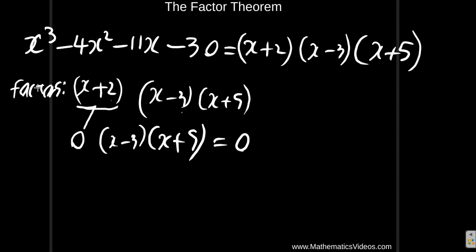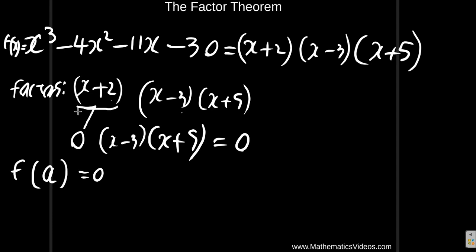Let's call this thing f of x. So f of x is equal to x cubed minus 4x squared minus 11x minus 30. That's f of x. Now, f of what would make all of this 0? That's what we want to find out. F of something here. Let's call it a, since we don't know it. F of a would make all of this 0.